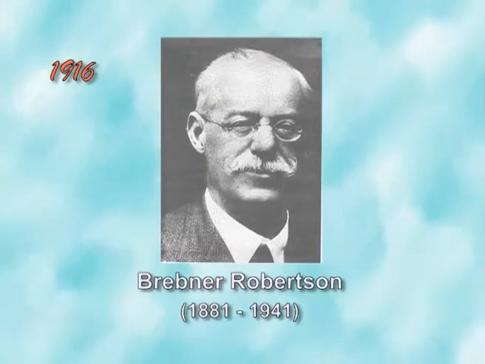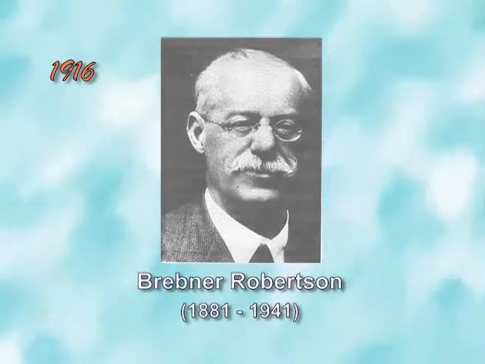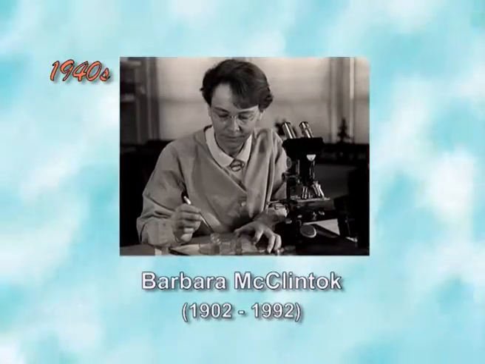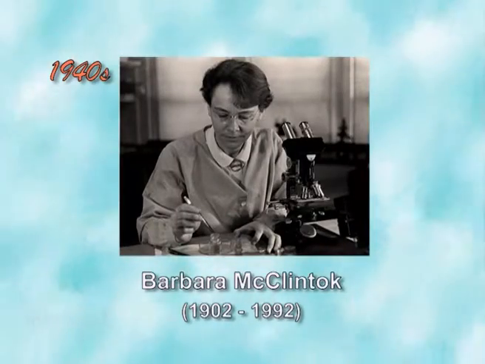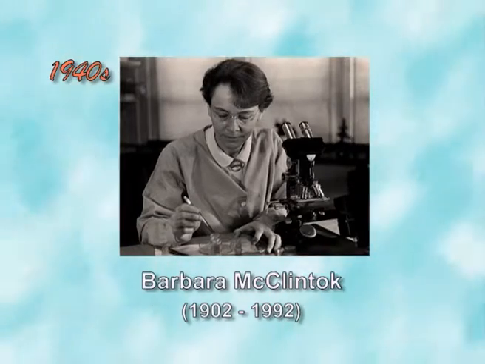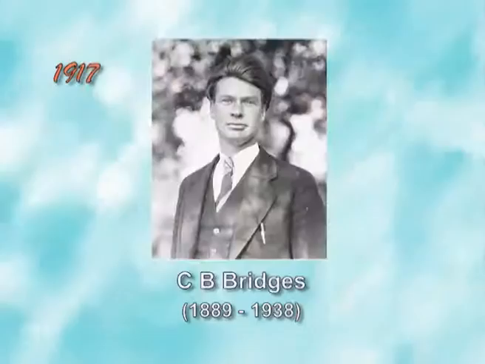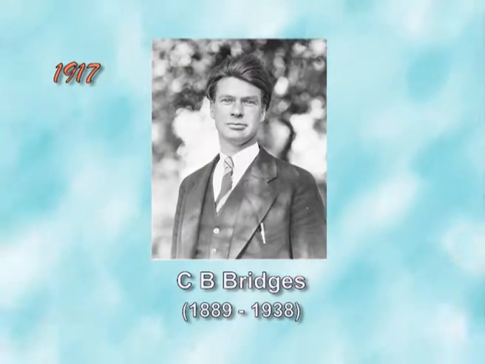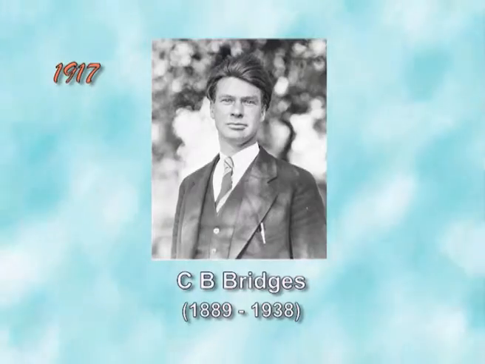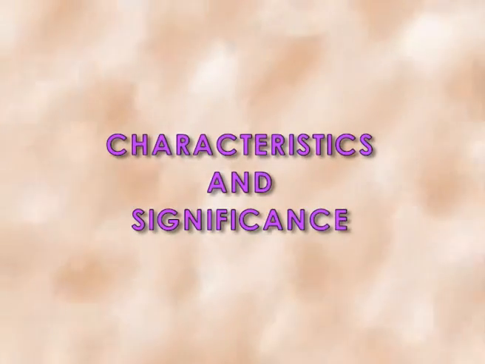First, in 1916, Brebner-Robertson found the Robertsonian translocation in grasshopper. Barbara McClintock found, during the 1940s, the cytological evidence of chromosomal abnormalities in maize. Bridges found the X chromosome related deficiency in the Bar locus, the Bar I phenotype.